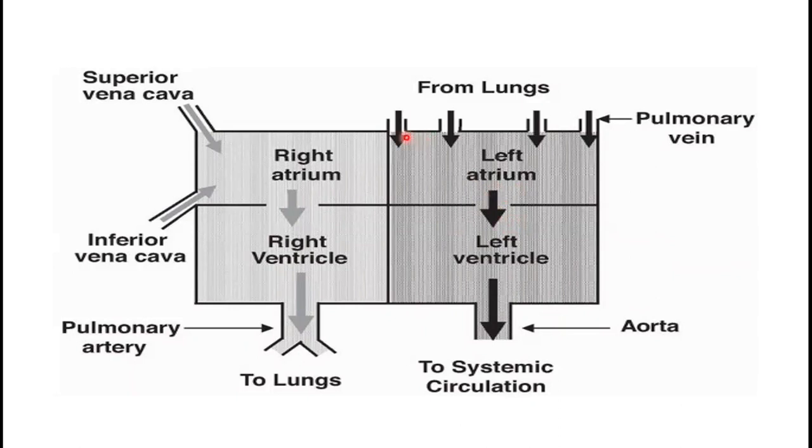Along with this, certain valves are present here also at the entry point of the pulmonary vein and at the entry point of the superior vena cava and inferior vena cava. And certain valves are present here also at the entry point of the pulmonary artery and aorta. All these valves present here, here, here, here and here are semilunar valves, because their shape is like a half moon. That's why they are known as semilunar valves.